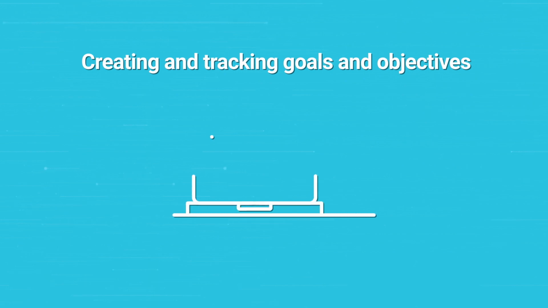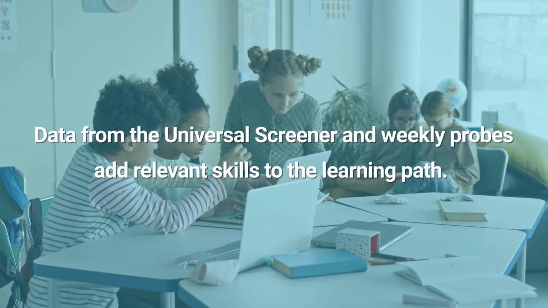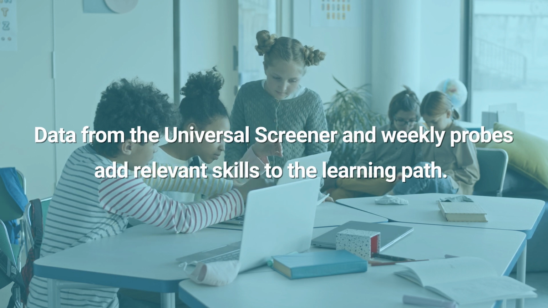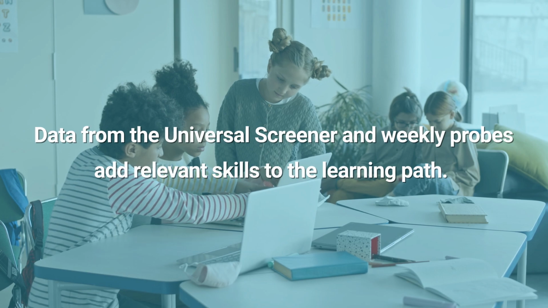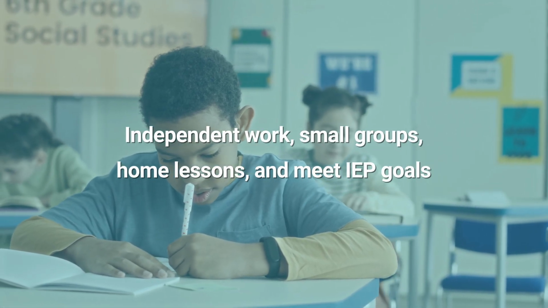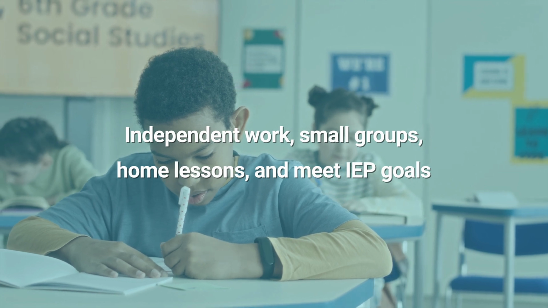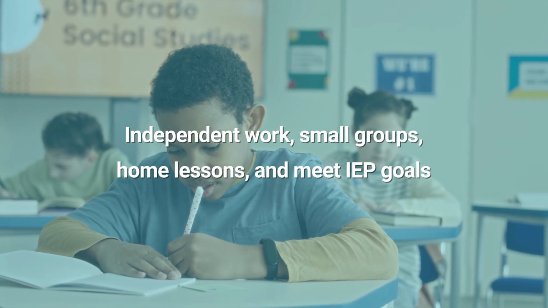Creating and tracking progress on goals and objectives is important. Equally as important is providing students the opportunity to achieve their goals. Classworks offers computer-based reading and math activities that are automatically individualized for Chester. Both Chester's screener results and his weekly probes add skills to his learning path that he is ready to learn or needs to work on. These activities are designed for the student to complete independently and are perfect for small group rotations, at-home lessons, and to meet academic IEP goals.